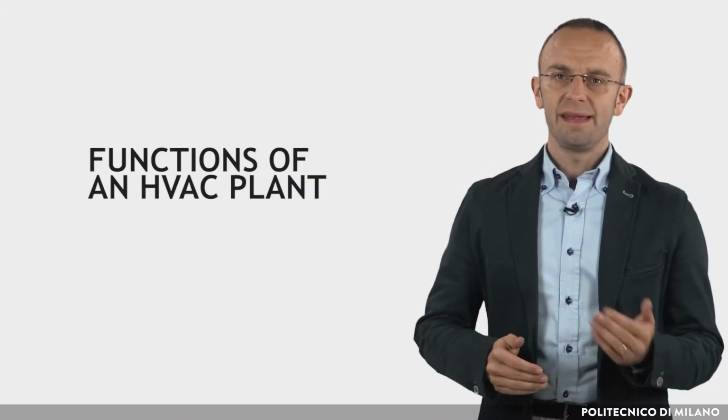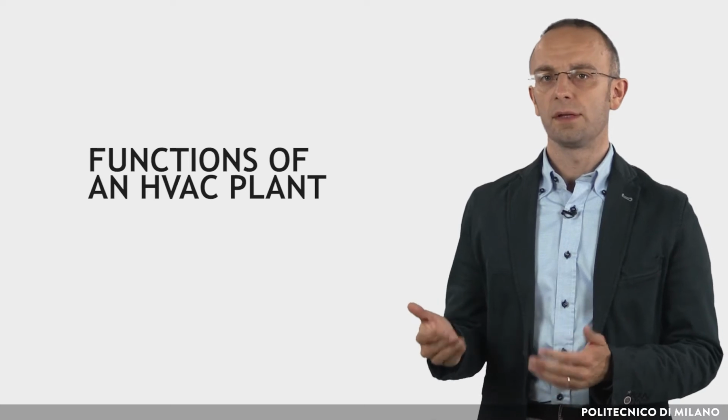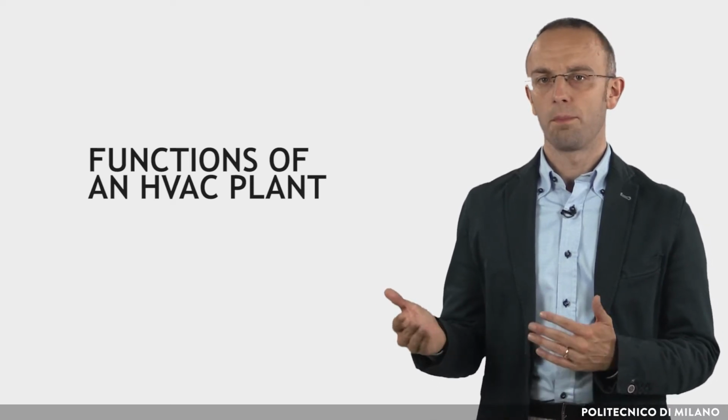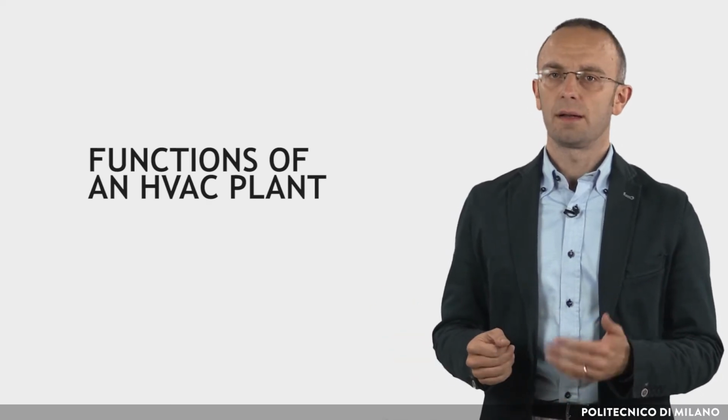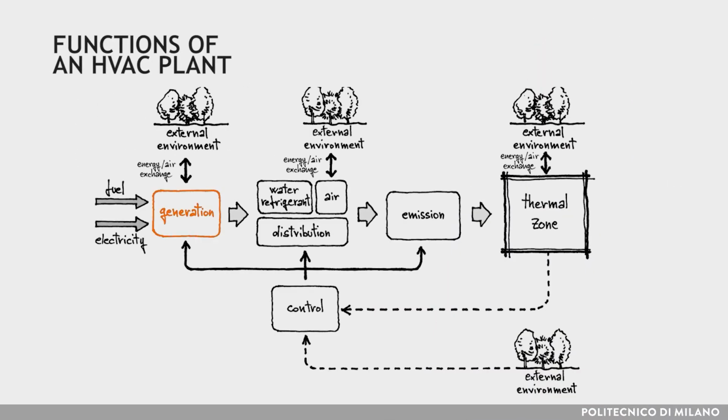The functions of a heating, ventilation and air conditioning plant can be accomplished by means of different configurations and components, which can be generally organized in four main subsystems. The generation subsystem, which generates or subtracts thermal energy. The distribution subsystem, which transfers the thermal energy to the thermal zones of the building by means of a heat transfer fluid. Emitting units, which exchange thermal energy within the thermal zone.